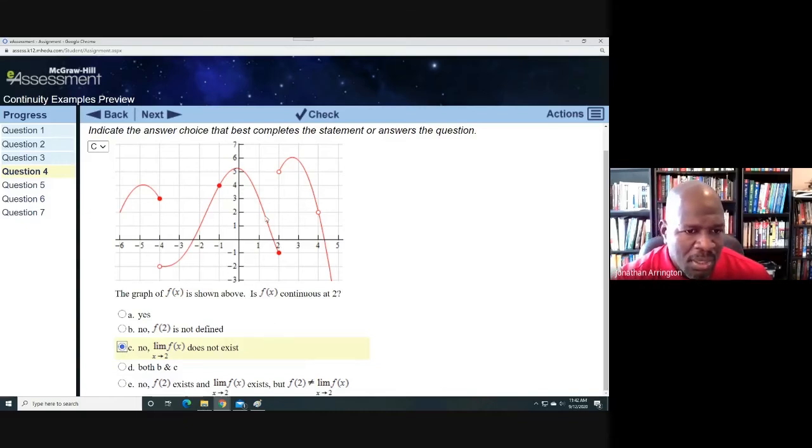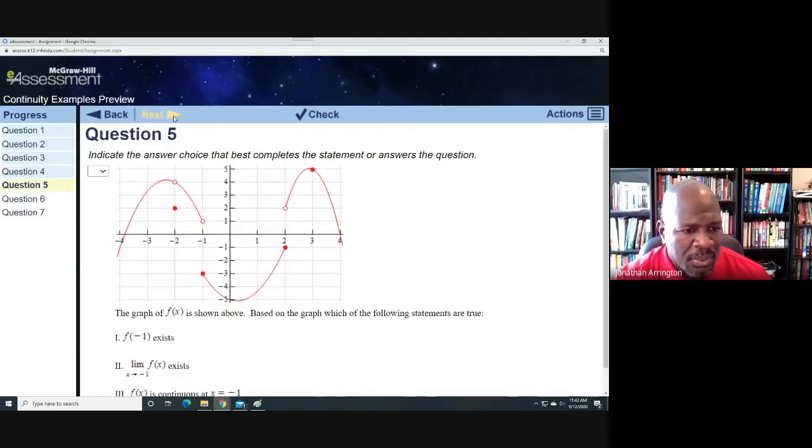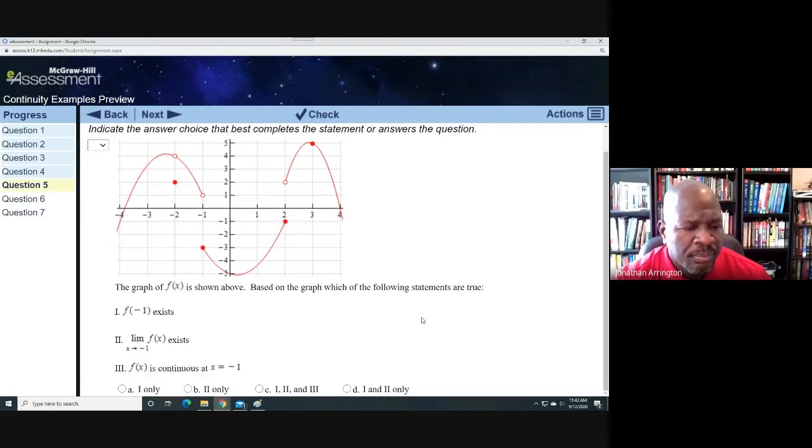And again, when the limit goes to 2 different finite values from the left and the right, that's an indication of a jump discontinuity. Let's look at our next one. Okay, so this one, which of the following statements are true? So we're just basically going through the checklist for -1. So first statement, f of -1 exists. What do you say? Yeah, absolutely. F of -1 is -3. Okay, so Roman numeral 1 is true.